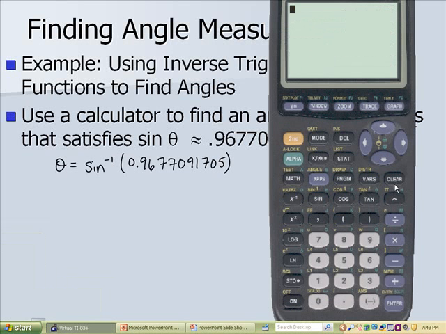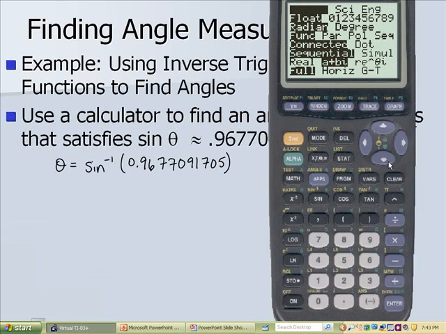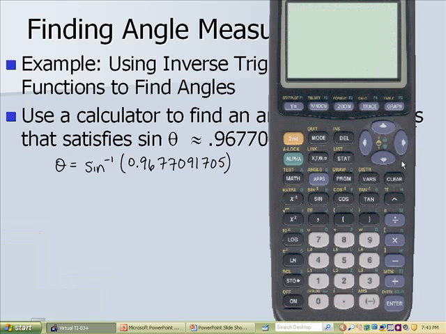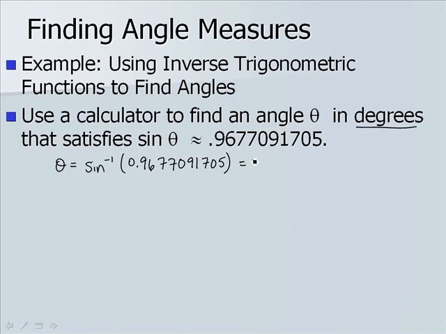So we open our calculator. We want to be in degree mode. We do second sine for the sine inverse and type in our angle. And we see that we get a value of 75.4 degrees.